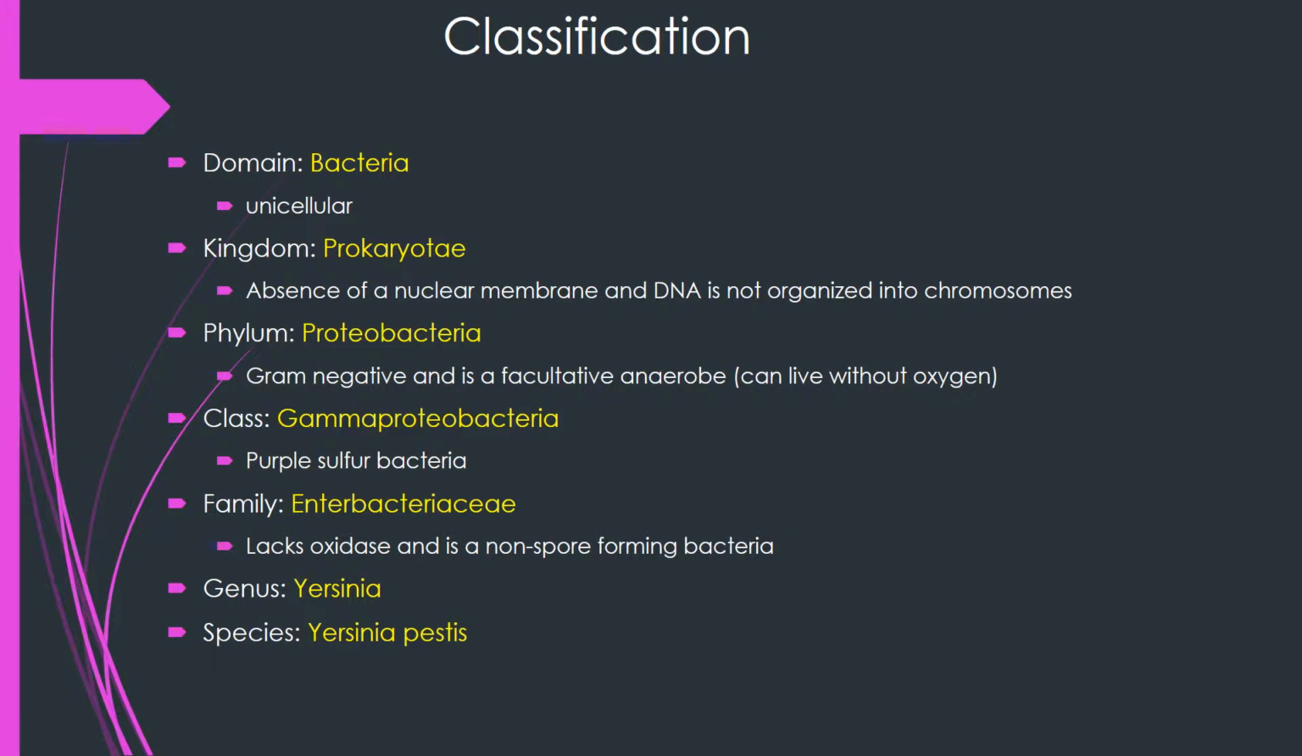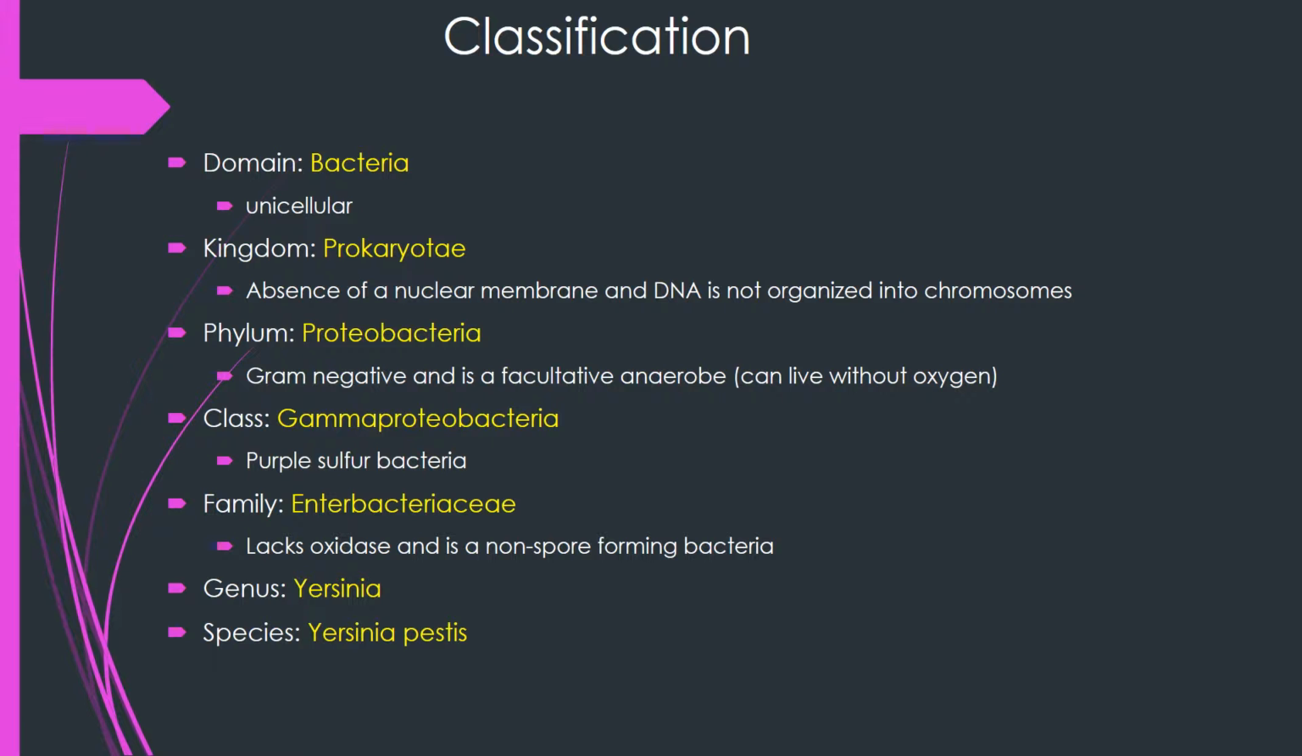So what is the plague? How is it classified? The domain is bacteria because it's unicellular. The kingdom is prokaryote. There's an absence of a nuclear membrane, and the DNA is not organized into chromosomes. The phylum is Proteobacteria. It's gram-negative, and it's a facultative anaerobe, which means it can live without oxygen.